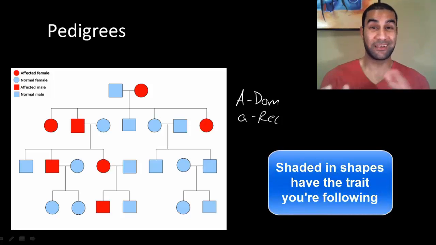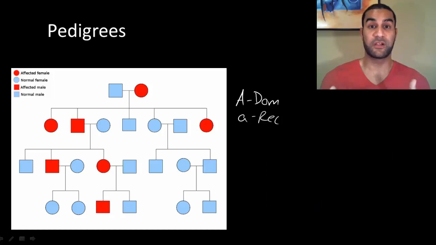So depending on the trait, they can be shaded in one pedigree and not shaded in another. It depends on what you're following. Like, I have black hair, so if we're following black hair, I'd be shaded in. But if we're following blue eyes, then I'm not shaded in. So it depends on what we're tracking.